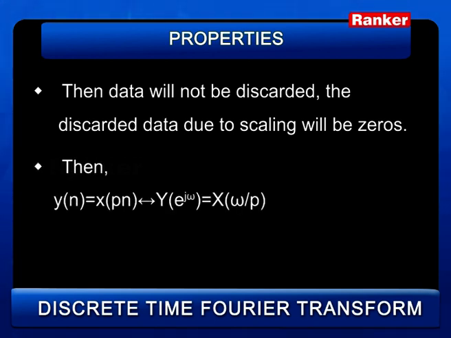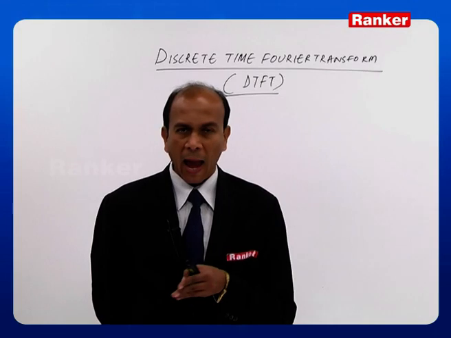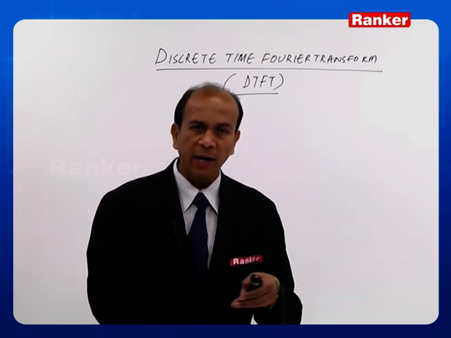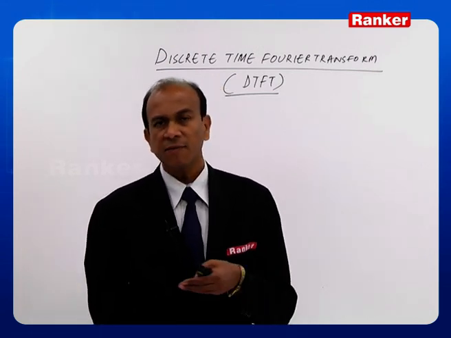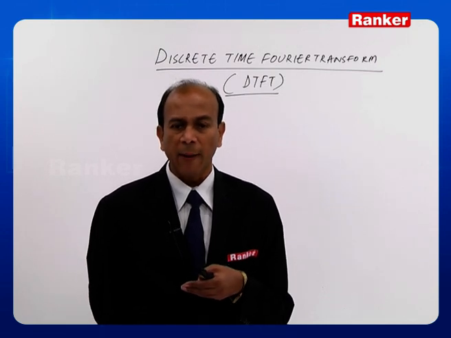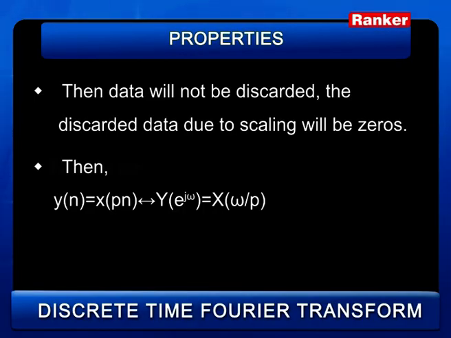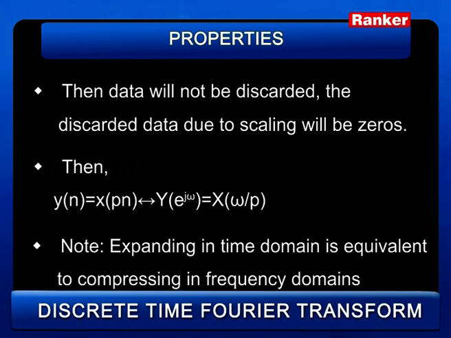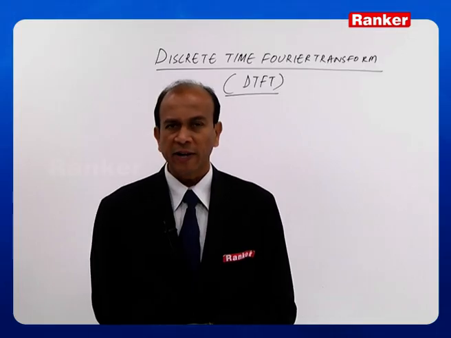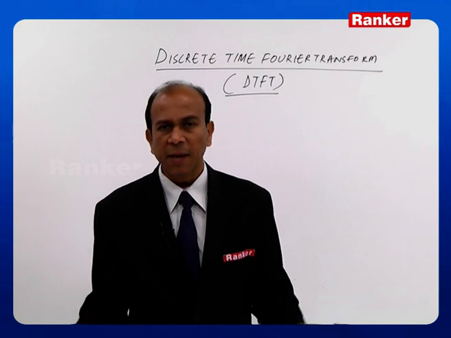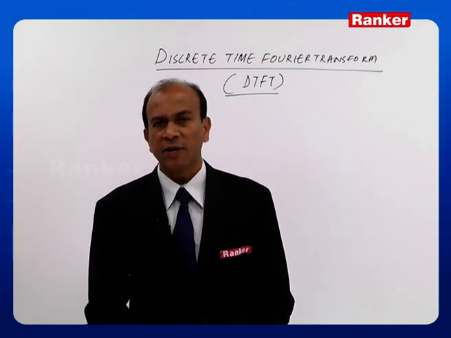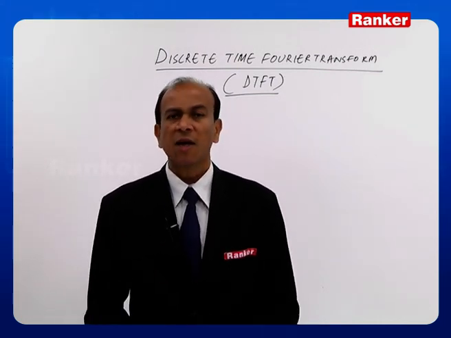Then y of n is equal to x of p n will have a discrete time Fourier transform Y of e to the power of j omega equal to X of omega by p, since we are scaling n by p in x of n. When I take a discrete time Fourier transform, it will become X of omega by p. That means expanding in the time domain is equal to compression in the frequency domain. Whenever I expand in the time domain, that means I increase the time scale. When I take the discrete time Fourier transform, it will be compression in the frequency domain.